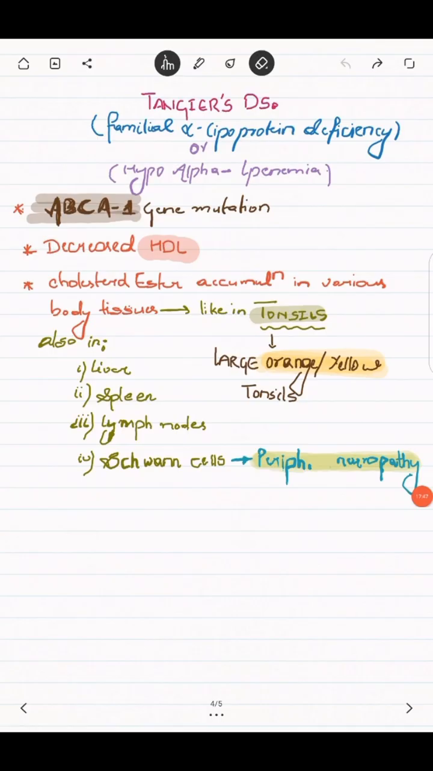So, whenever you find a question talking about large yellow tonsils with peripheral neuropathy and hepatosplenomegaly, your diagnosis should go towards Tangier disease, which is due to alpha lipoprotein or HDL deficiency or decreased amount. Okay.